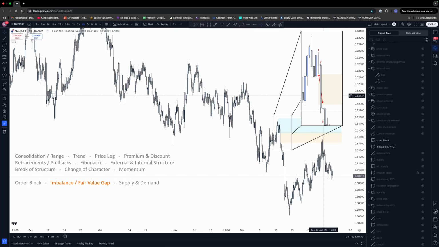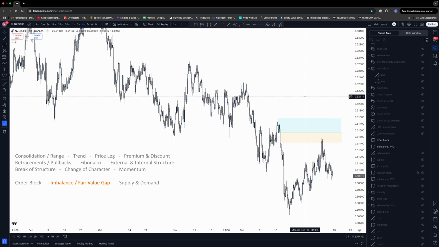An imbalance is basically the gap between the first and the third wick. You see the huge gap that we have here between these three candles. This is what a fair value gap is. We also call that an imbalance. It's exactly the same thing. And this is also our first criterion for an order block to be an actual order block: it has to cause an imbalance, a strong push down. The next criterion is that it also has to cause a break of structure.